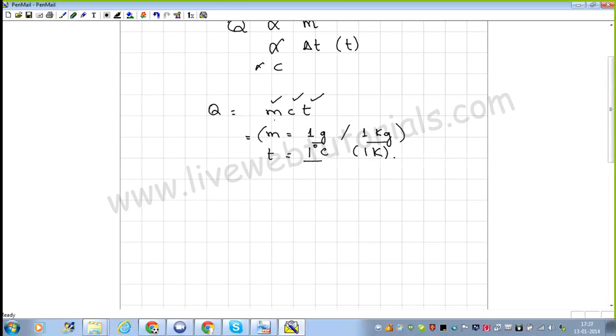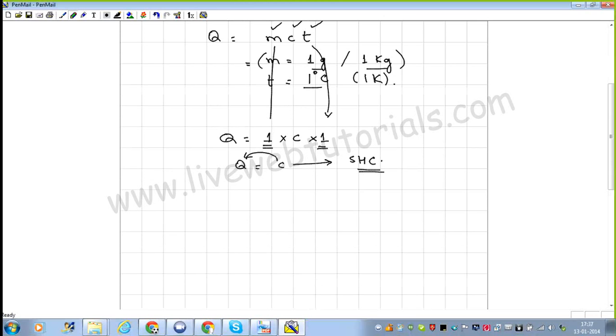In this case, this m becomes 1, this T becomes 1, multiplied by c. So this equation becomes Q is equal to 1 into c into 1. So that is Q is equal to c. And this c is nothing but specific heat capacity. So how do we define specific heat capacity? c is Q, that is the amount of heat required to do what? For the mass of 1 gram or 1 kilogram to change its temperature by 1 degree Celsius.